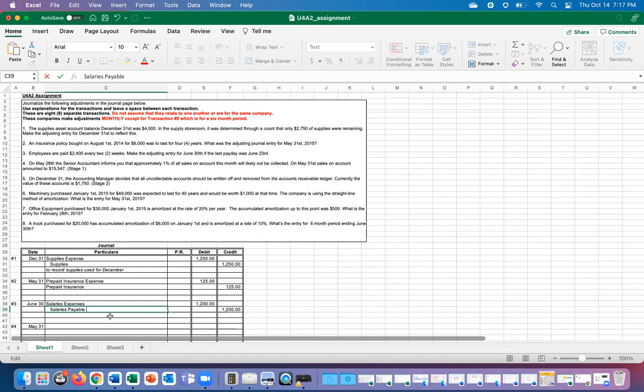And then on the third line, sorry, I almost forgot that. We just have to put our description of the transaction or the adjustment. So to record employees' accrued wages owed to our employees.